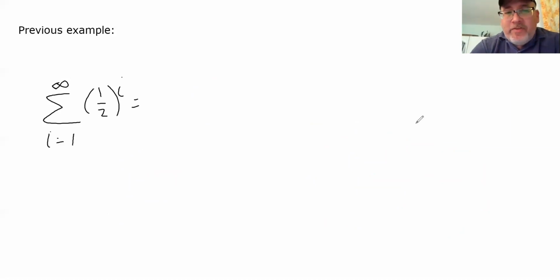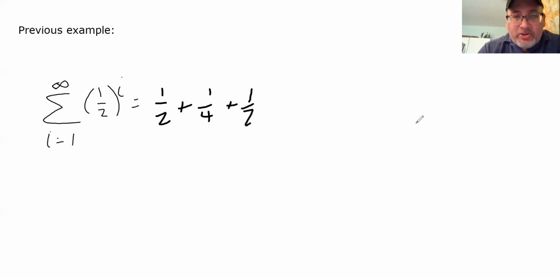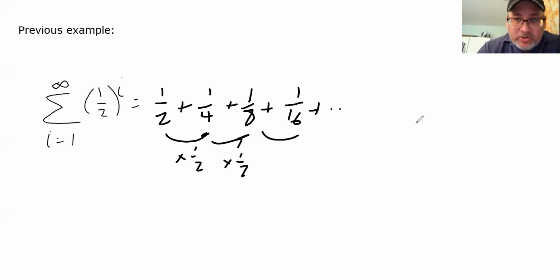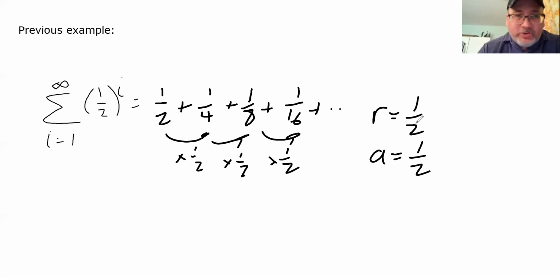This is something we saw in the previous video. The sum of 1/2 to the i power as i goes from 1 to infinity. If we wrote it out, we would get 1/2 plus 1/4 plus 1/8, etc. But this is a geometric series because the ratio of consecutive terms is constant. Or equivalently, we're multiplying times 1/2 every time we go from one term to the next. So that means that our ratio is 1/2. Well, it's pretty clear that the first term is 1/2 also.